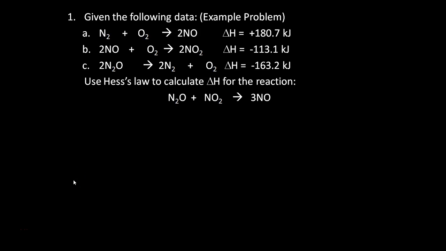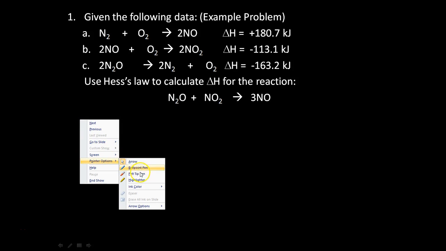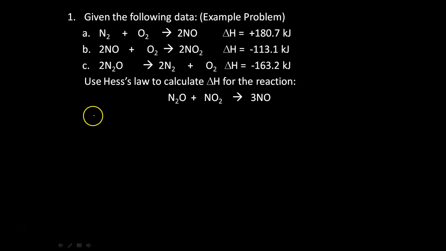Alright, so let's go ahead and talk about how to use Hess's law. And to that end, let's use the problem shown here. Notice the overall goal of the problem is to find the enthalpy for this reaction of dinitrogen monoxide and nitrogen dioxide going to form nitrogen monoxide. Notice that this reaction is already balanced, as are the reactions up here.